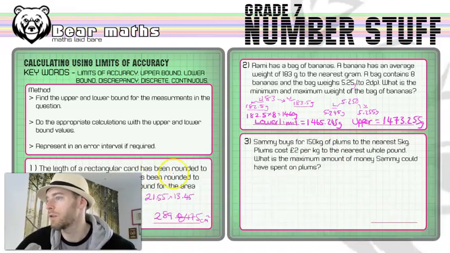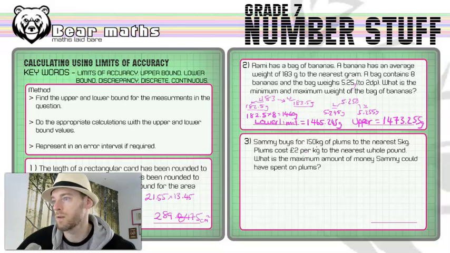Now, in the last one, Sammy buys 150 kilograms of plums. Sammy buys 150 kilograms of plums to the nearest 5 kilograms. Made loads of errors in this one. I'm so sorry. Plums cost £2 per kilogram to the nearest whole pound. What's the maximum amount of money Sammy could have spent on plums?